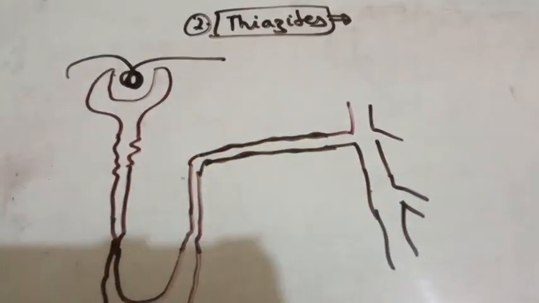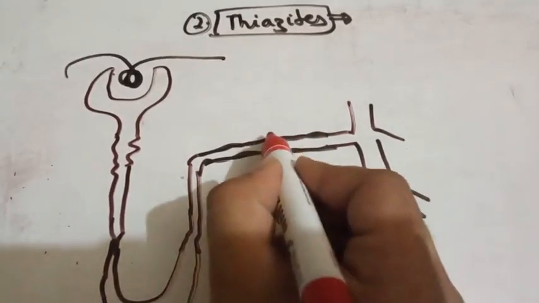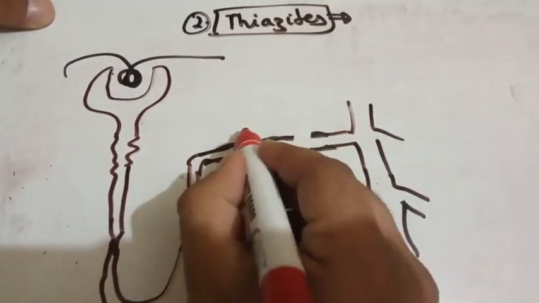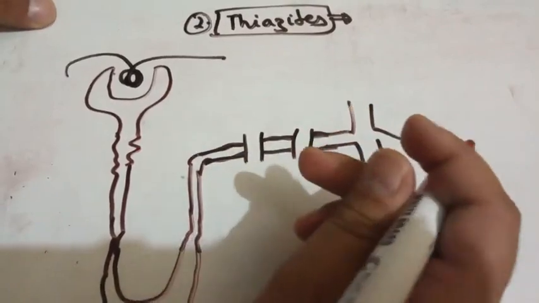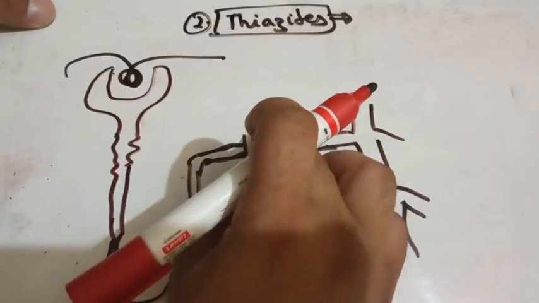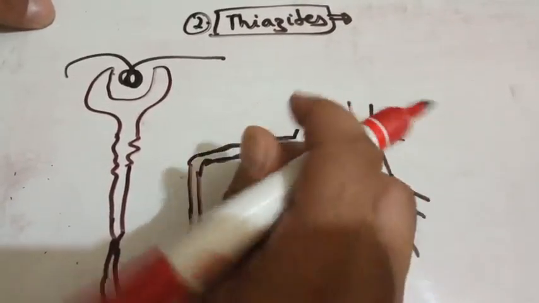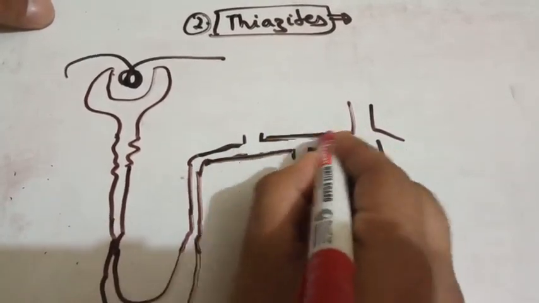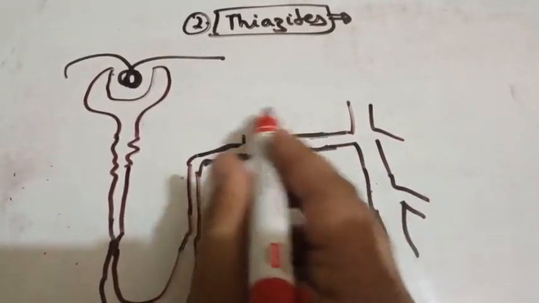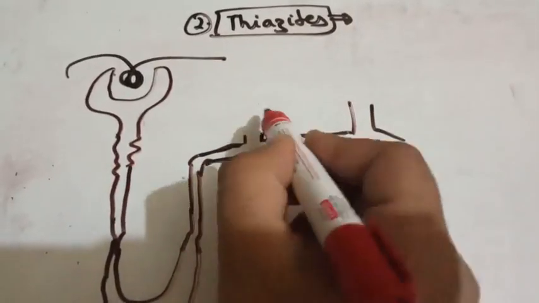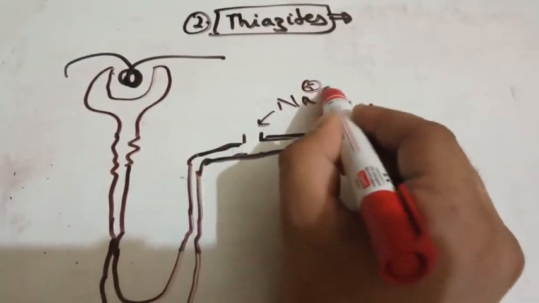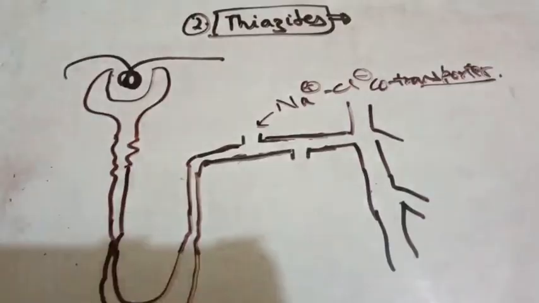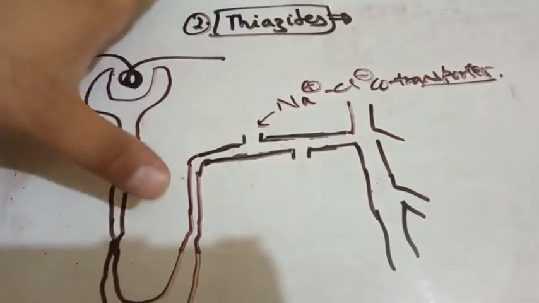In this membrane of DCT, there is a specific channel present that is called the sodium chloride co-transporter. So it is something like this. Yes, now it is correct. So in the membrane of DCT, this is called DCT, there is a pump or channel present, which is called the sodium chloride co-transporter, and this is found in the membrane of DCT.